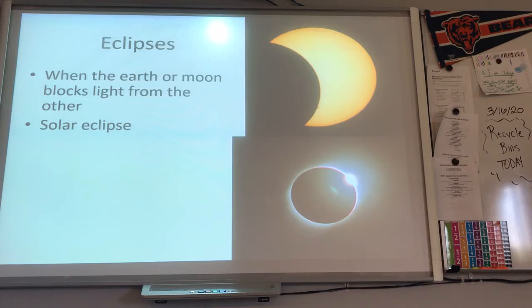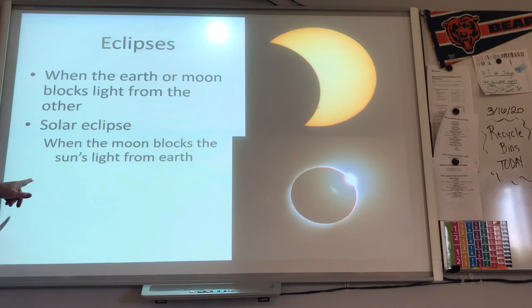We have our solar eclipse. That is when the moon blocks the sun's light from Earth. These happen, but the problem is we don't see them very often because of what you'll see later. So, solar eclipse, when the moon blocks the sun's light. Solar eclipse, the light from the sun gets blocked.